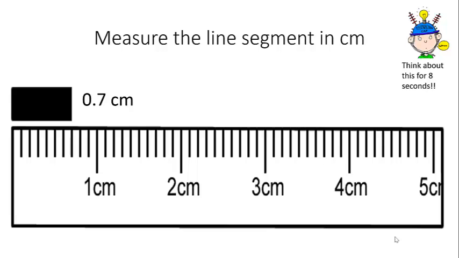Remember, we don't have a 1.7 or a 2.7 because we haven't passed those centimeters yet. We're still in between 0 and 1.